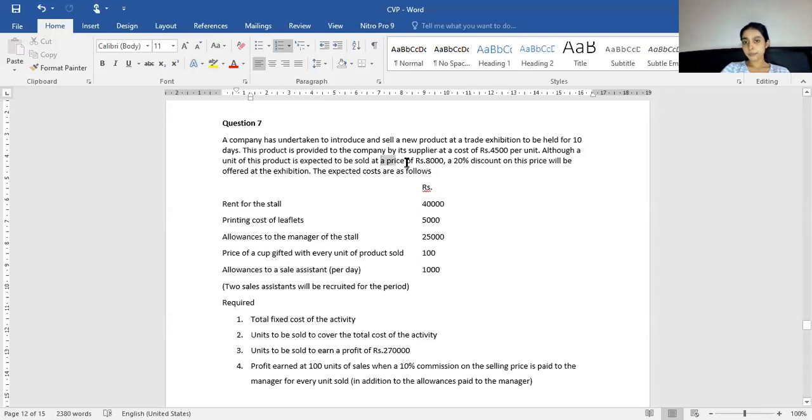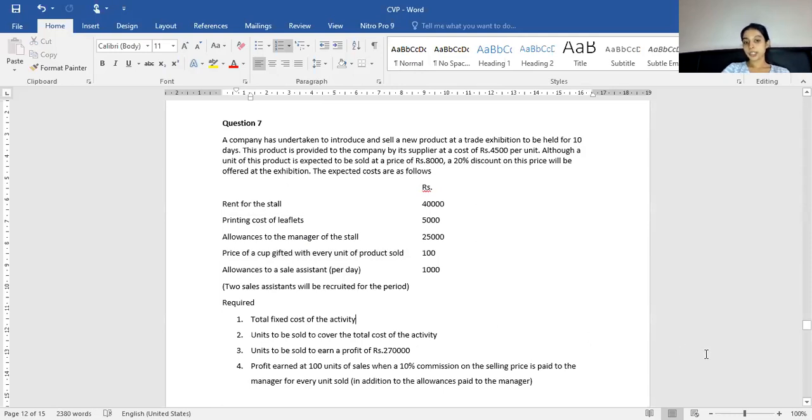So here, from this 8,000 rupees of price, we are providing a 20% discount. So for the calculation of this break-even point related information, we take the net price, 8,000 minus this 20% of discount. Okay, and the rent for the stall is given, printing costs of leaflets are given, allowances to the manager of the stall, a price of a cup gifted with every unit of product sold. This is again a variable cost. Okay, and allowances to the sales assistant per day.